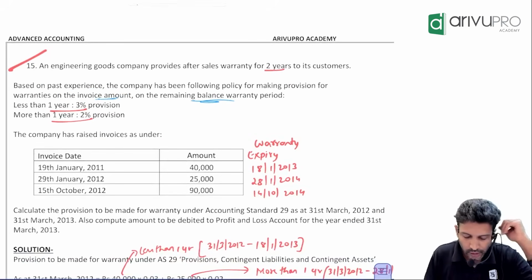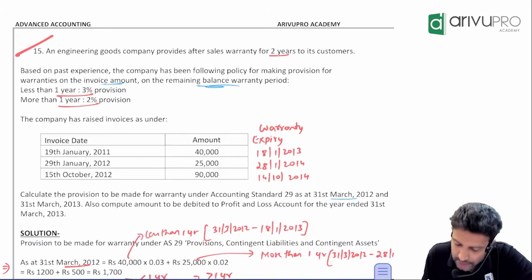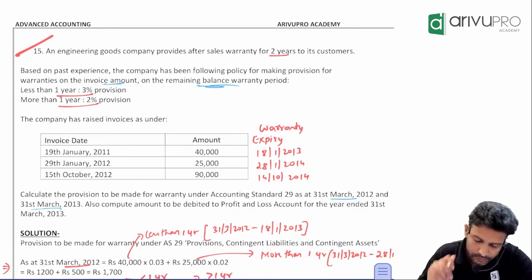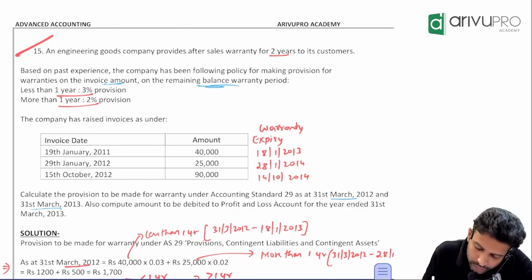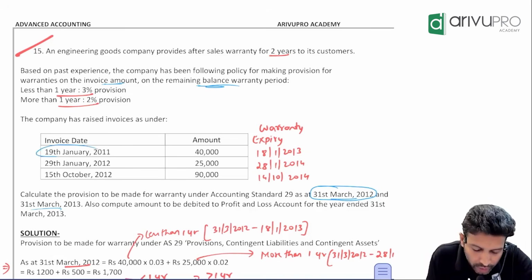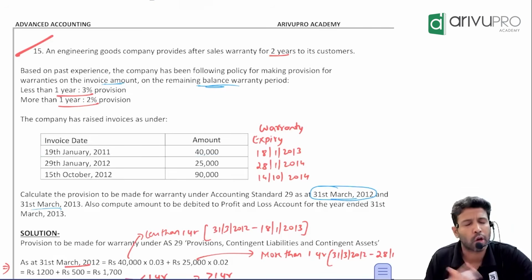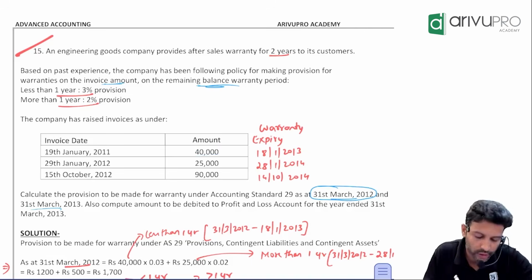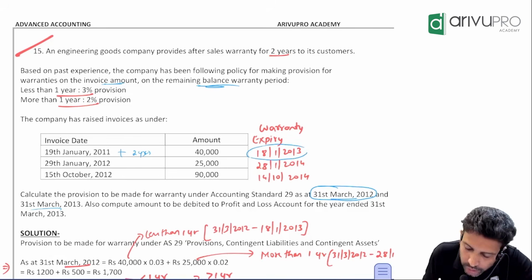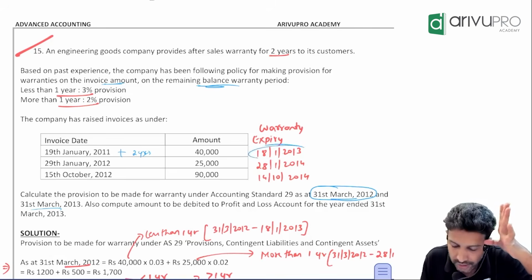Just observe. Sir, what you have to do is for 2 years, 31st March 2012, 31st March 2013, you need to tell how much is the provision. Okay, let's look at this. First year is ending on what? 31st March 2012. Now, one sale you have made on 19th January. How much value? 40,000. For all the sales, how much warranty will you give? 2 years. So add 2 years to this. What date will you get? 18th January 2013. So the warranty period will expire on 18th January 2013.